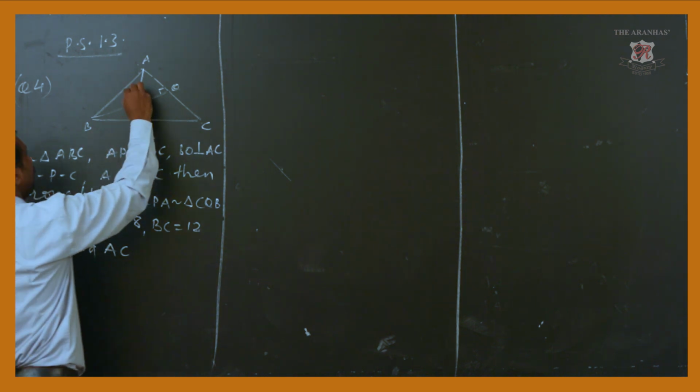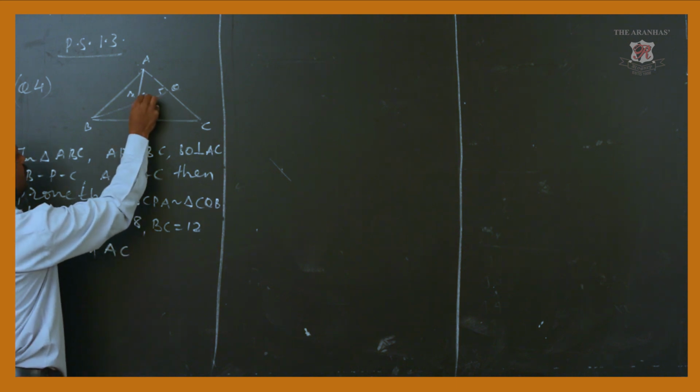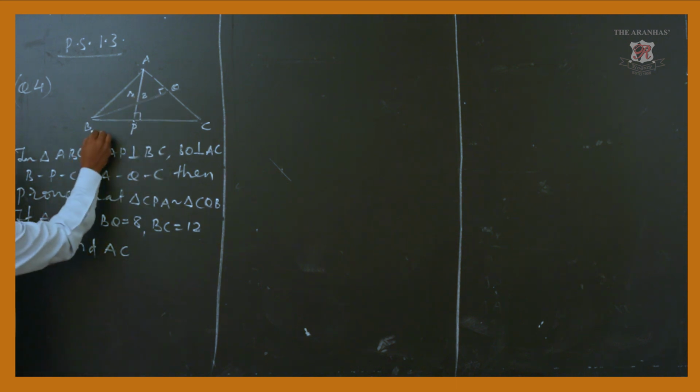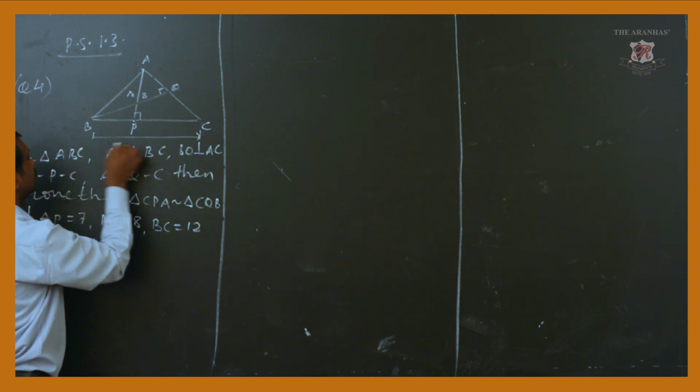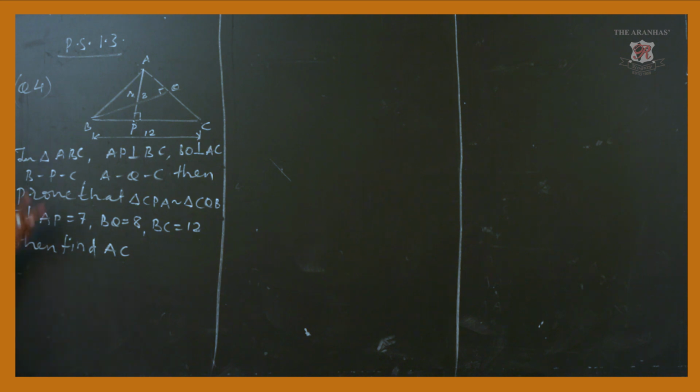AP is given here as 7, I will write it, this is 7 units. BQ is given as 8 units, here I will write this is 8, and the BC, which is given here, how much is it? 12 units. So find AC. Two questions they ask, read properly. What is the question here?